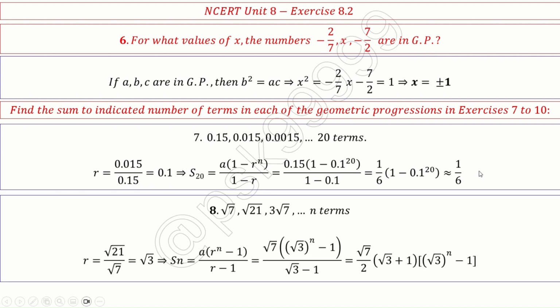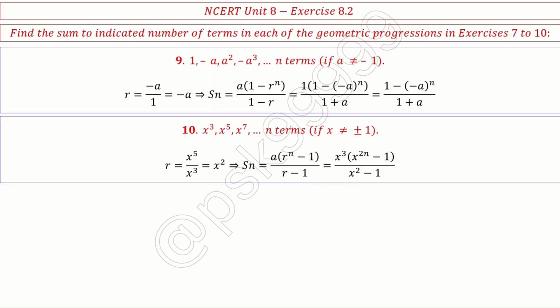Okay, so all are the same problems. You can just do it yourself, similarly. The 9th and 10th are all the same. The 10th one is a generic one. If you see here, it starts with x cube. So a is x cube, r is x square. So you substitute the values properly, and you will get the answer.